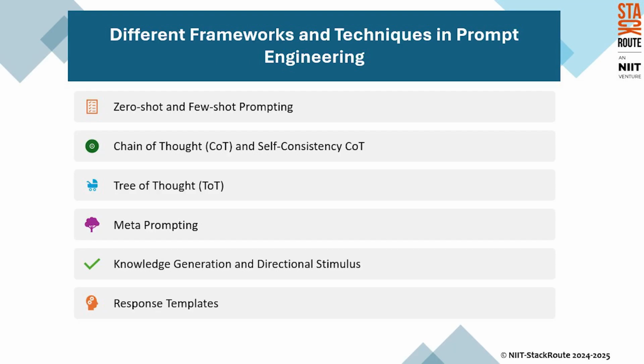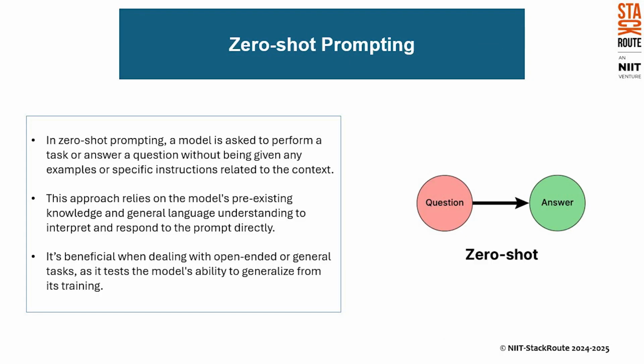Now let's take a look at some of the most common frameworks and techniques used in prompt engineering. Here's a quick list: zero-shot prompting, few-shot prompting, chain of thought (COT), self-consistency COT, tree of thought (TOT), meta-prompting, knowledge generation, directional stimulus, response templates. We'll be discussing each of these in detail in the coming slides. To begin with, let's know about zero-shot prompting.